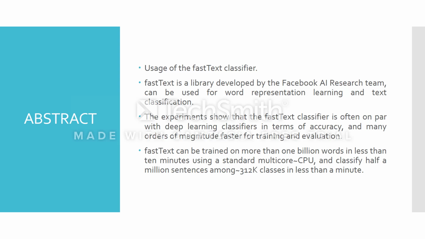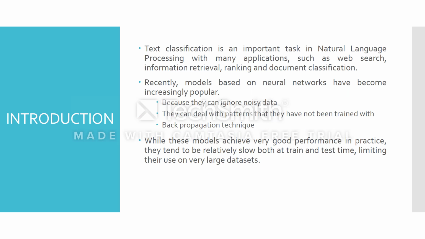So they claim that fastText can be trained on more than 1 billion words in less than 10 minutes on a multi-core CPU, and classify almost half a million sentences among 312,000 classes in less than 1 minute.